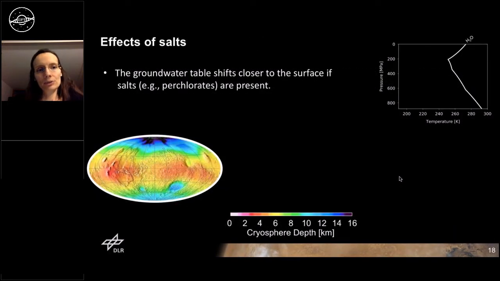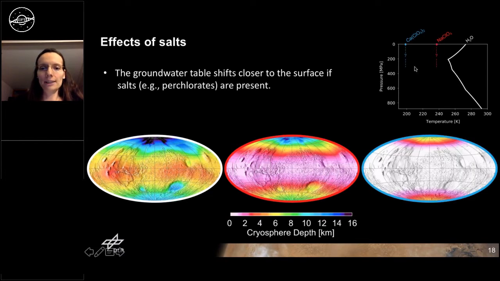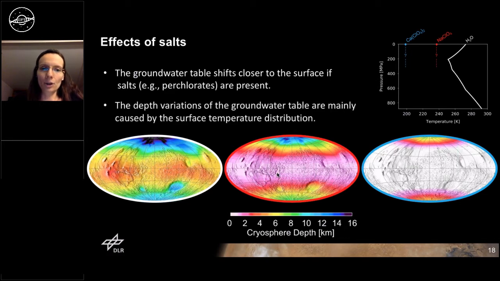And we can also take a look at the effects of salts. And here you see, again, the melting temperature of pure water ice, here in this diagram at the right-hand side. And here you see a model corresponding to a model where we have computed the cryosphere depth according to this melting temperature. Now we can include salts in eutectic concentration, like for example sodium perchlorate, and here calcium perchlorate. And basically what we see is that the groundwater table shifts closer to the surface, and it does so by about 4 kilometers on average here, and by about 7.5 kilometers on average here.